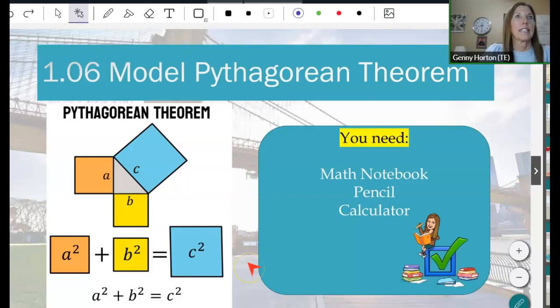I'm going to go through lesson 1.06, model Pythagorean theorem. So this is the Pythagorean theorem right here. This represents a model. We're going to go into more depth with that. Really what you just need today is your math notebook and a pencil or pen to take some notes. You won't need a calculator today.